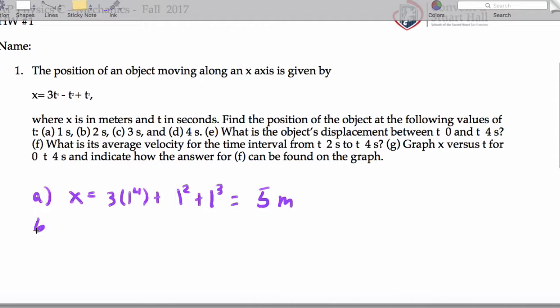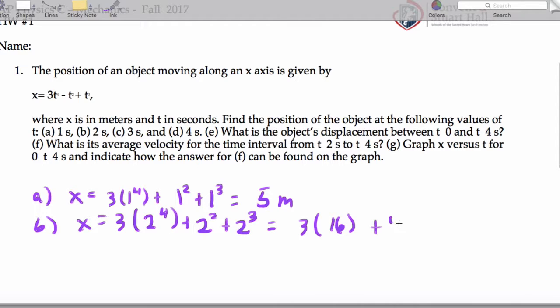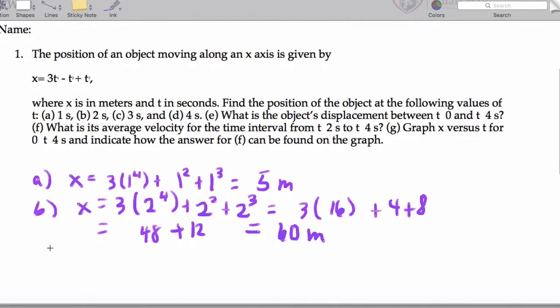Oh, so silly. And we just continue this, so 3 times 2 to the 4th plus 2 squared plus 2 cubed. Can you imagine? That's like 3 times 16 plus 4 plus 8, which ends up being 48 plus 12. I'm getting 60 meters there. Don't forget your units. They like those on the AP.